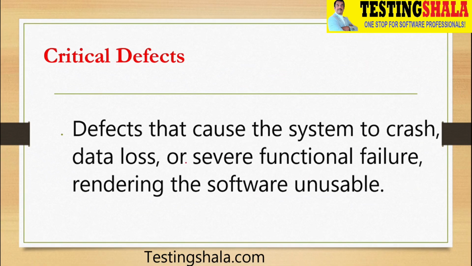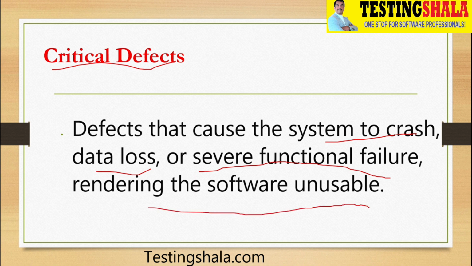Critical defects are the defects that cause the system to crash, loss of data, or severe functional failure, rendering the software unusable. When the software becomes unusable, and if there is a crash, or a data loss, or a severe functional failure, then we categorize those defects under critical defects.